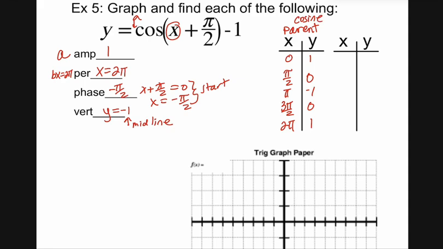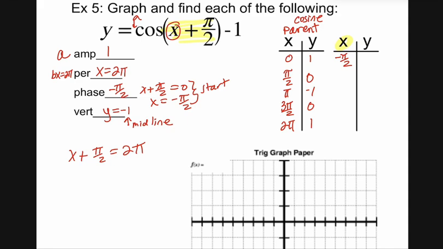Now, let's talk about what has changed. On the inside of the function, it is always going to affect our x values. So this right here is going to affect our x values. We already know that our starting value is negative pi over 2. Let's put that down. We already did that math. That is where the parentheses equals 0. The next thing, let's find our ending value. Where does our parentheses equal our ending value that normally would be at 2 pi?